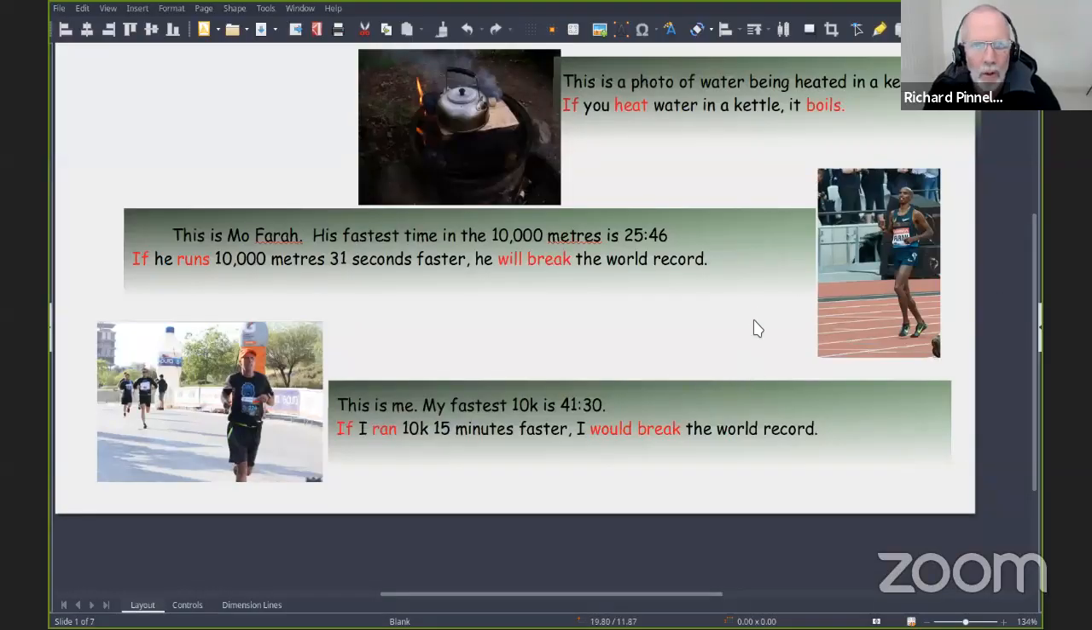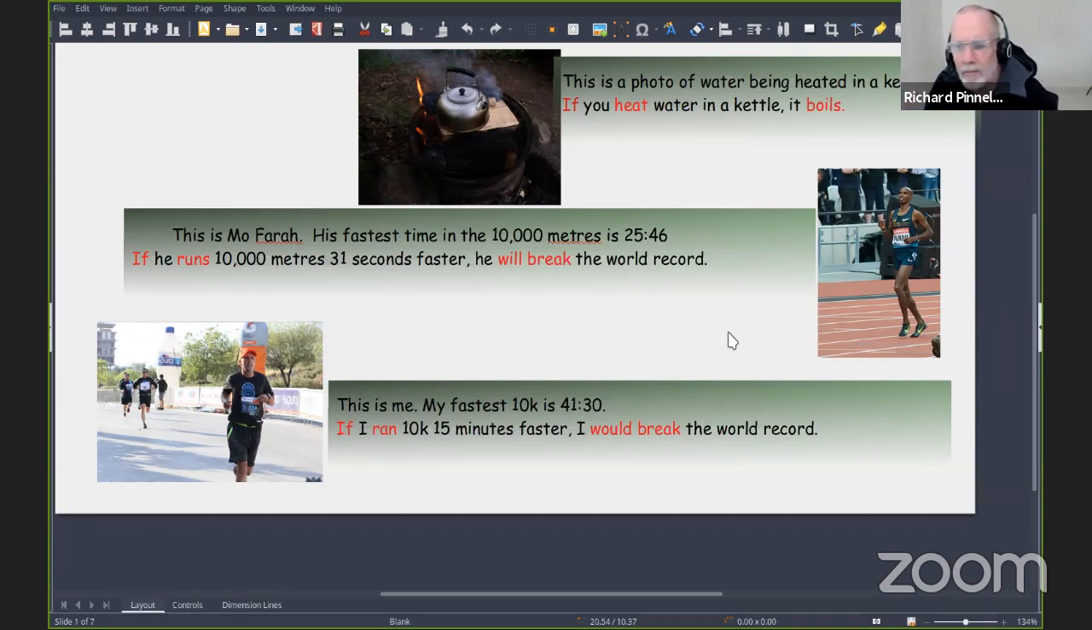Let's begin the class. The subject today is the third conditional. Third conditional. So let's have a look at the third conditional. Before we start looking at the third conditional, let's recall the other conditionals, or conditionals in general in English.